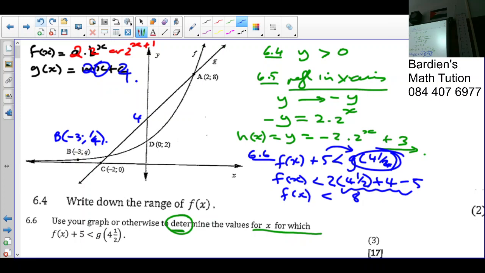Can you see that? So where's f of x? Remember this is a y value of 8, no? There's your 8. Can you see that? So which values of x is f of x less than 8? So for which values of x is that the case? For x is less than 2.